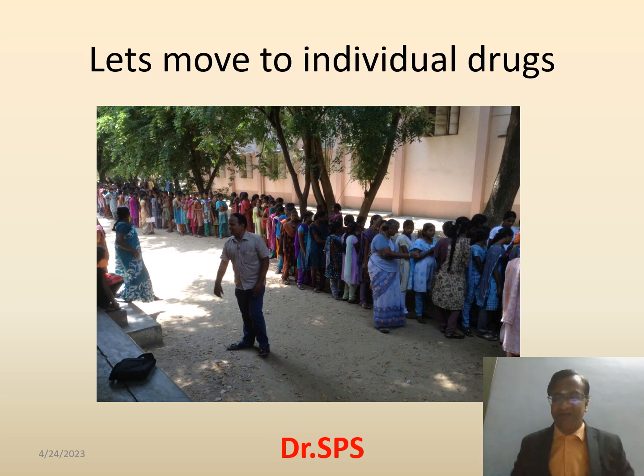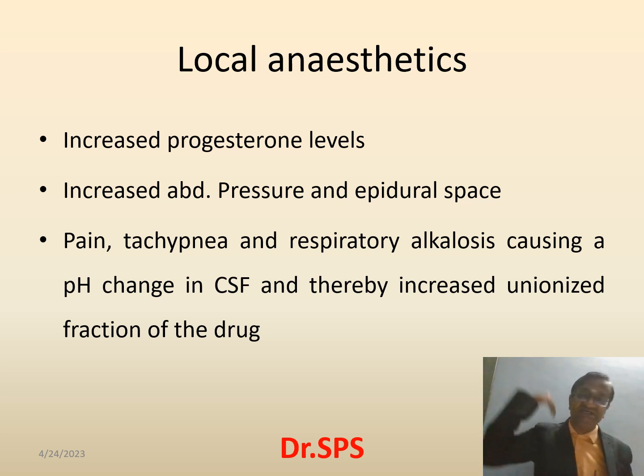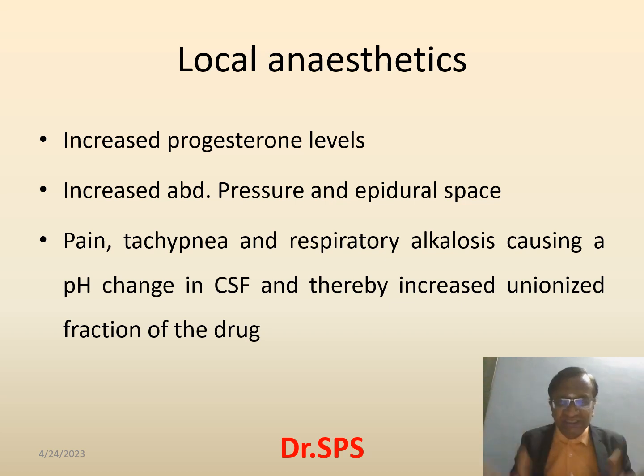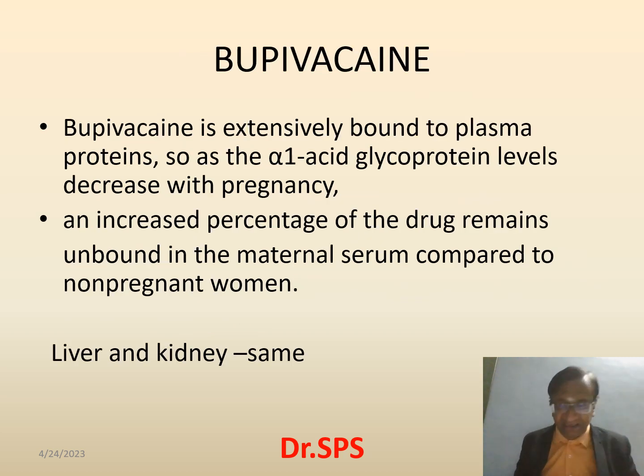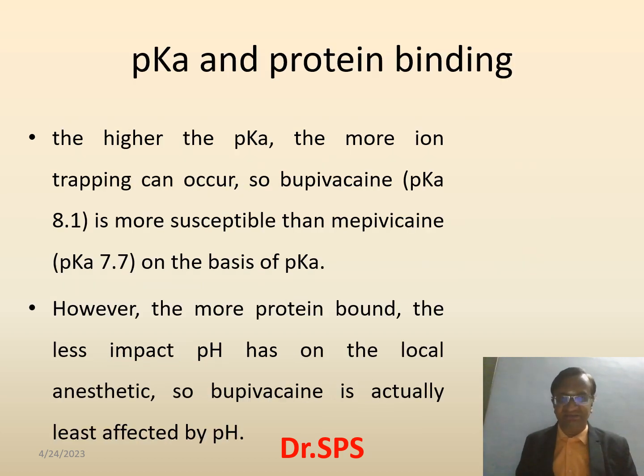Now we will go to the individual drugs. Local anesthetics: increased progesterone levels, increased abdominal pressure and epidural space, pain and tachypnea causing respiratory alkalosis and a change in pH of CSF. So all these things make local anesthetic act better. So we need to give 40% less local anesthetic for pregnant patients. Bupivacaine is extensively bound to protein, alpha-1 acid glycoproteins. An increased percentage may remain unbound in maternal serum compared to non-pregnant. But if you have liver, kidney disease, it is the same. Almost the same for lignocaine and bupivacaine.